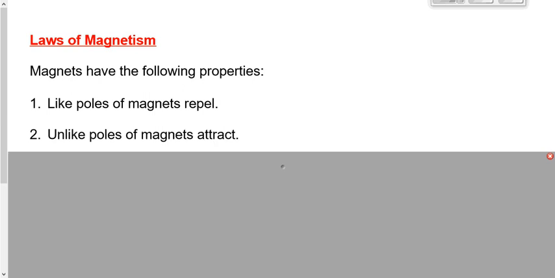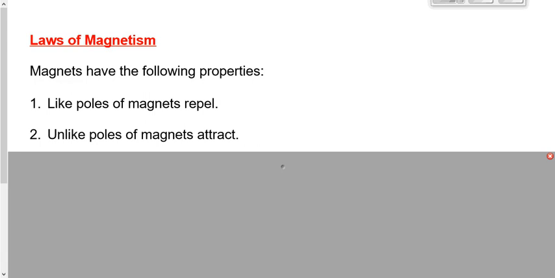Opposite what attracts? Yeah. In the laws of electricity, we said opposite charges attract. Positive attracts negative, negative attracts positive. Now we're going to say opposite poles, or unlike poles, of a magnet attract. So north attracts south, and south will attract north.